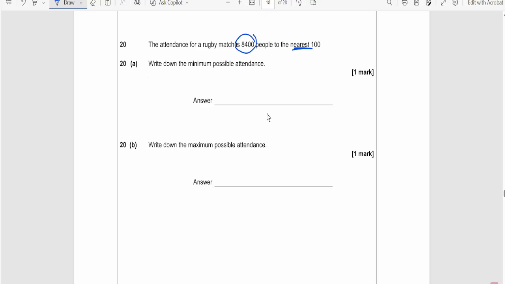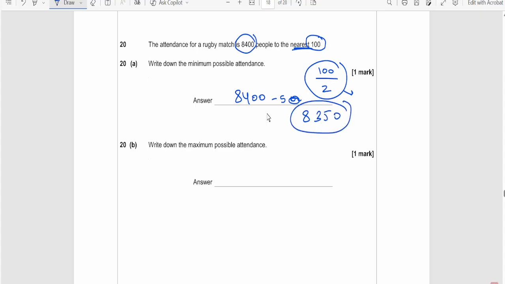So minimum possible attendance means it is the lower bound of this range. To find the lower bound when we are rounding to the nearest 100, we divide 100 by 2, whatever value is given there. So 100 divided by 2 gives 50. Just subtract that from 8,400. If you subtract 50, you get 8,350. Now if you round it to the nearest 100, you get the same number, right?